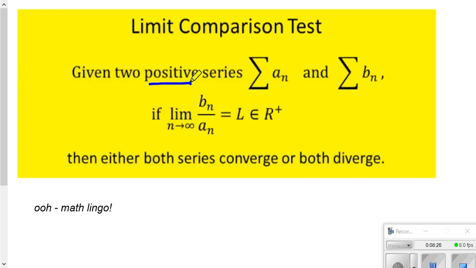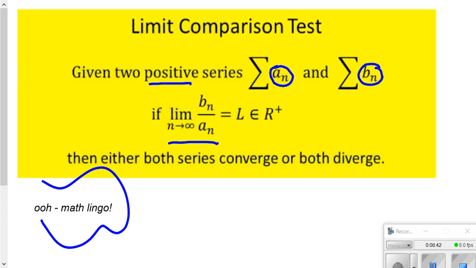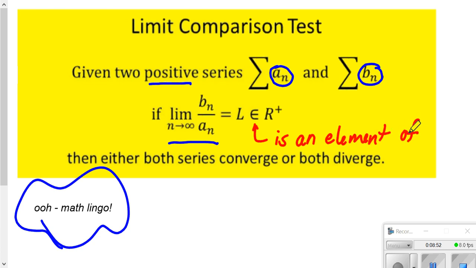So you have to have a series that you know and a series that you want to know about. And then what you do is you just take the formula part of each of these, put them in a ratio, and assess that limit. Now, if the result of that limit question is something, okay, now there's a cool math lingo here. This guy means is an element of. And then this guy, if you wrote it in handwriting, it usually looks like this. And that means real numbers. And with a little plus, it means the positive real numbers.